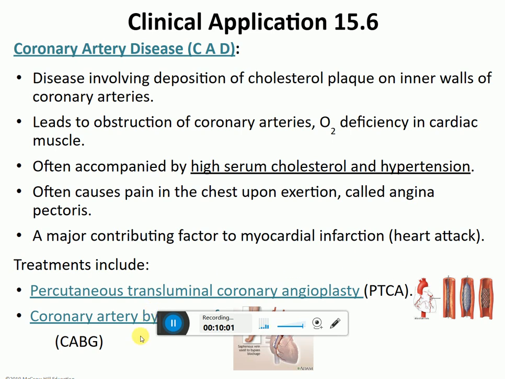Then there's another procedure called a coronary artery bypass graft, or CABG, where we take another vessel, usually the femoral vein or a part of it, and bypass the area of obstruction. And again, there is a video that demonstrates that.